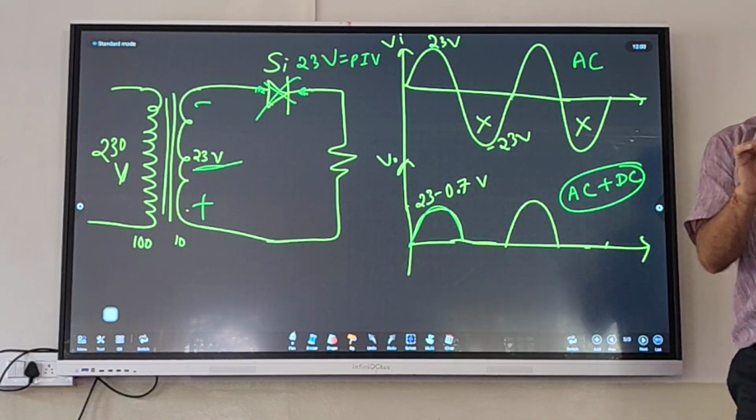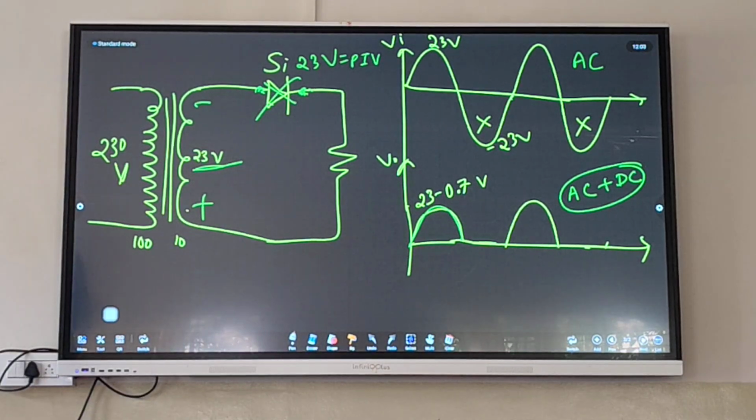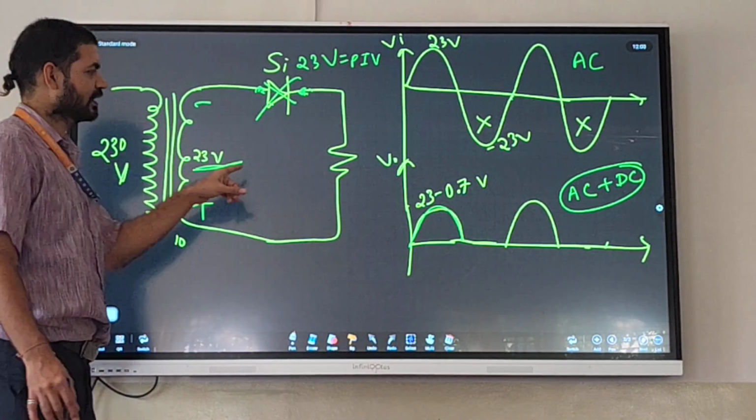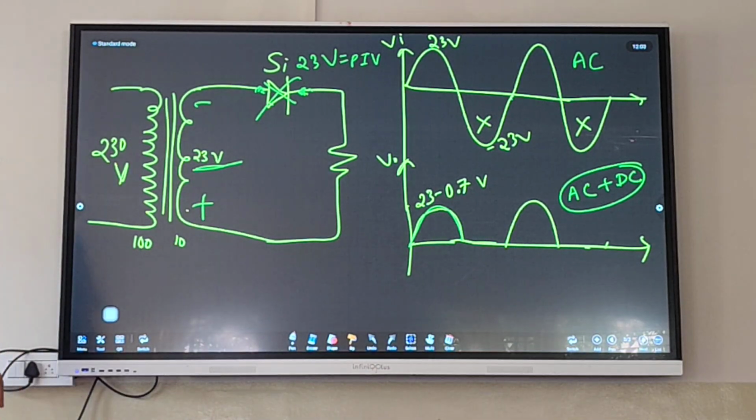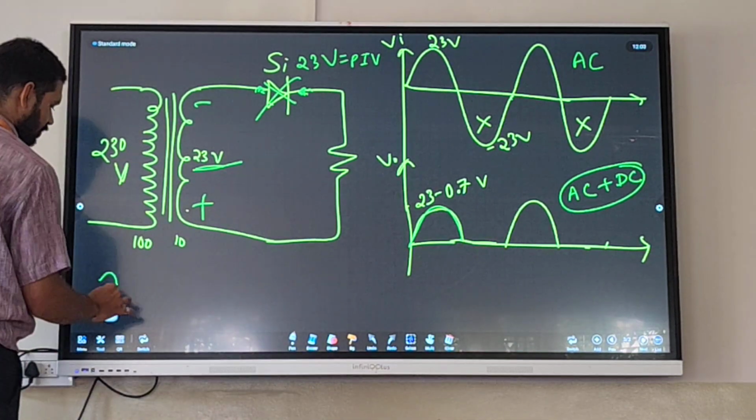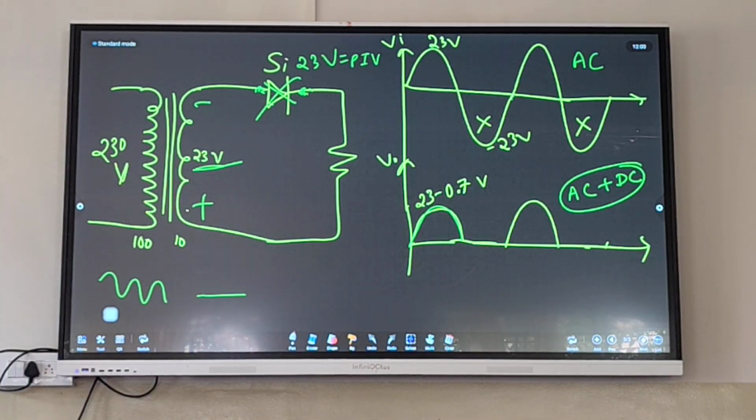Rectifier is present in all the chargers. You have mobile charger, you have laptop charger, and many appliances which require DC for charging, pure DC for charging. In that, rectifier is a must. So actually, our aim is to get pure DC from AC. That is our objective. So first part is rectifier, which will help us a little bit.